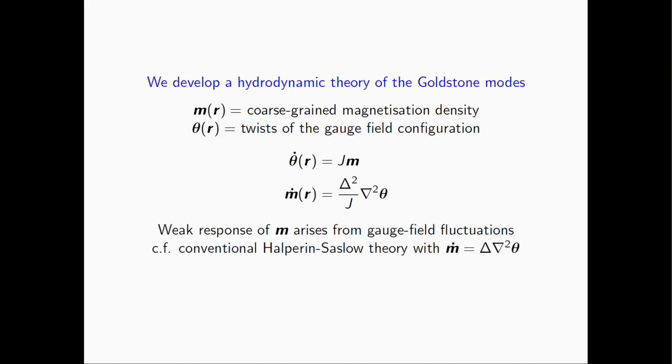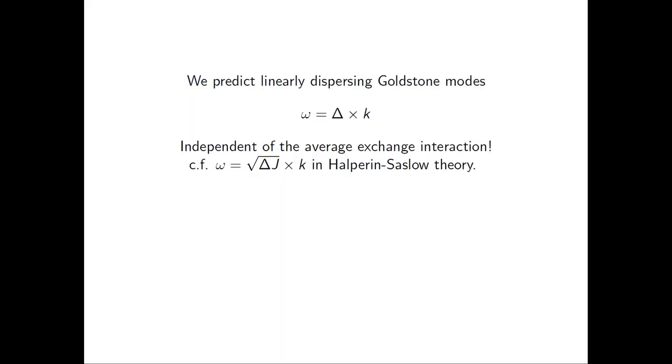Now, taking our equation of motion, we find linearly dispersing Goldstone modes. Strikingly, the spin wave speed is actually independent of the average exchange interaction. It only depends on the randomness. This is to be compared with the result of conventional Halperin-Saslow theory, which predicts a spin wave speed depending on the square root of the product of the average exchange and the magnitude of the randomness, the latter characterizing the so-called spin wave stiffness. Now this linear dispersion gives rise to a dramatic power law increase of the magnetic heat capacity as temperature is increased.